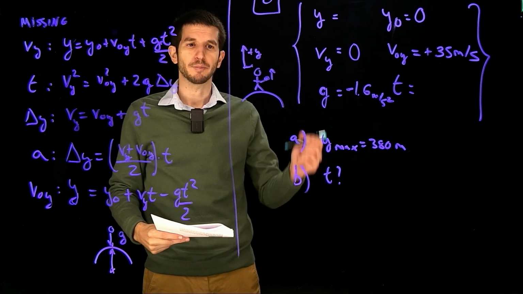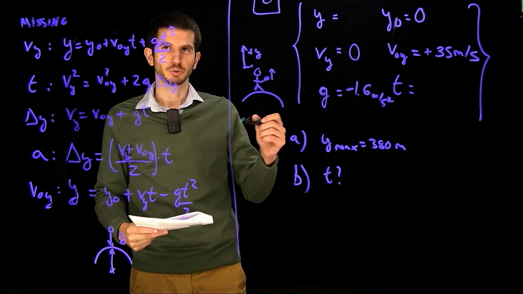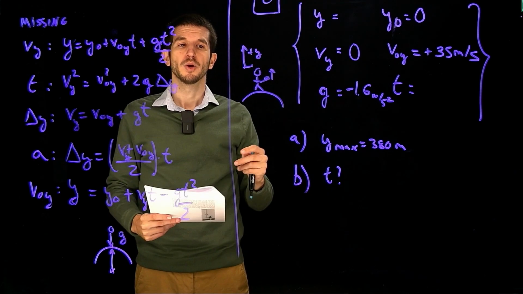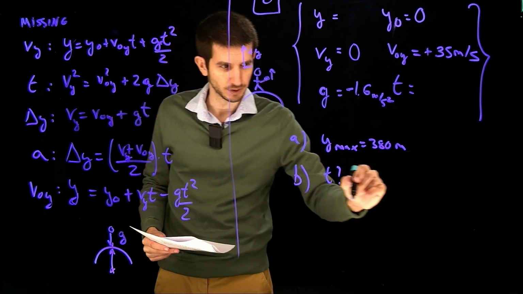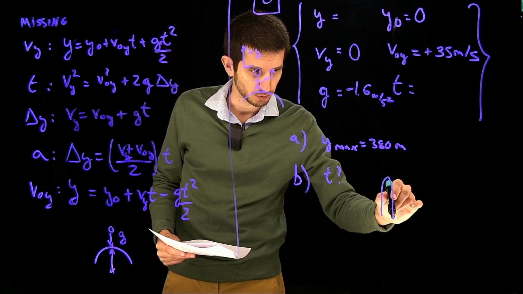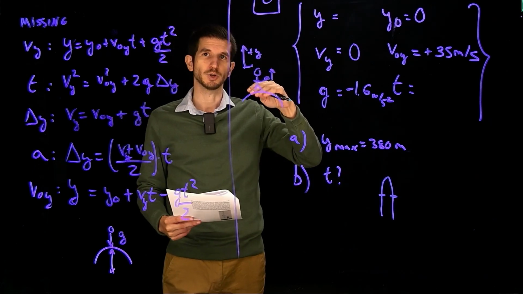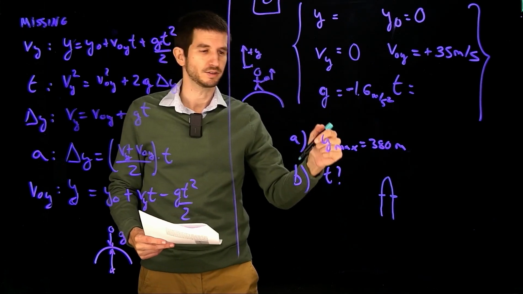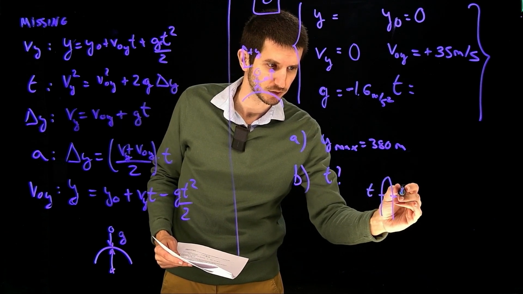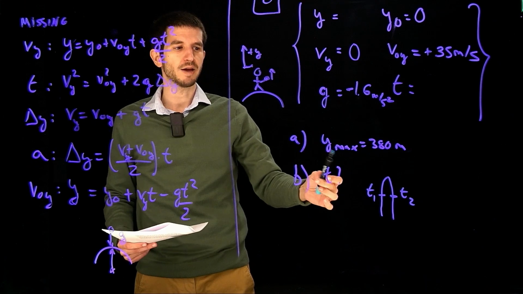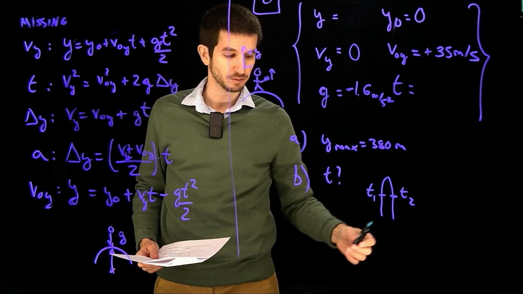An object going up and then going down is always going to have 2 solutions for a specific position except the maximum, because the object goes up and then it goes down. So this point is the same height as this point. Both objects are going to have the same height at 2 different instants of time. So this is going to be t1 and this is going to be t2. So when you're solving for time for a given height, you're always going to have 2 solutions.